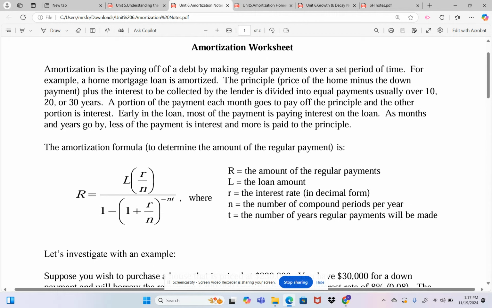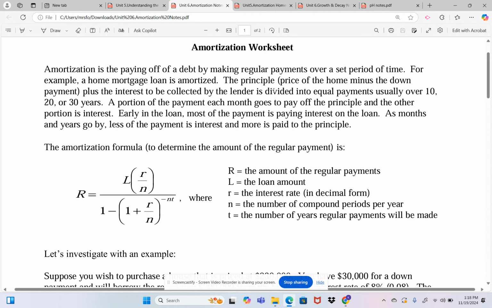Honestly, what you see a lot of times are a 20 or 30 year mortgage. Personally, I haven't run into an offer of 10 years, but it might just be because I wouldn't be able to afford to pay it off in 10 years. So 20 and 30 are very common. So a portion of the payment each month goes to pay off the principal, and another portion pays off the interest. Early in the loan, most of the payment is interest. As the months and years go by, less of the payment is interest and more is the principal. So what that's saying is they're getting that extra money first.